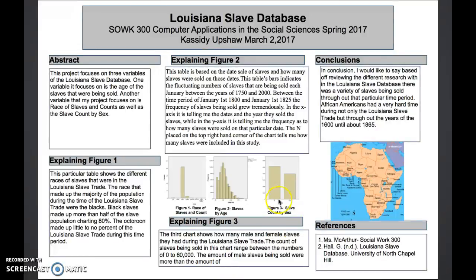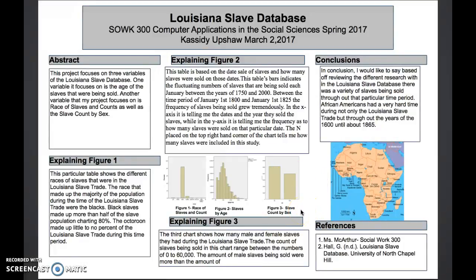The count of slaves being sold in this chart range between the numbers of 0 and 60,000. The amount of male slaves being sold were more than the amount of female slaves being sold during this time.